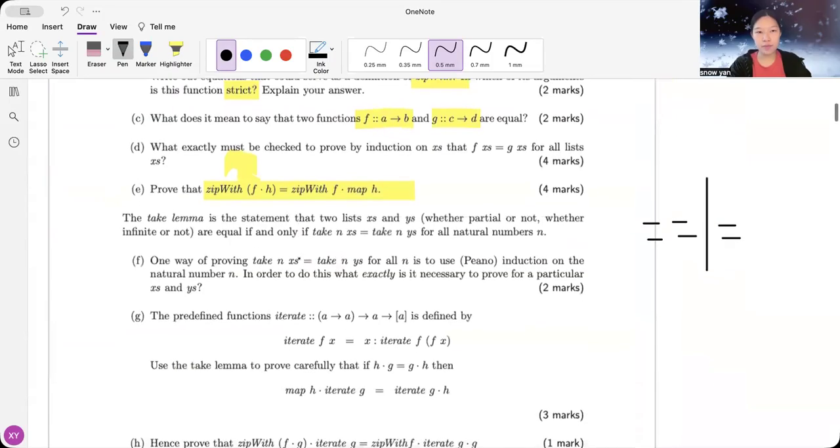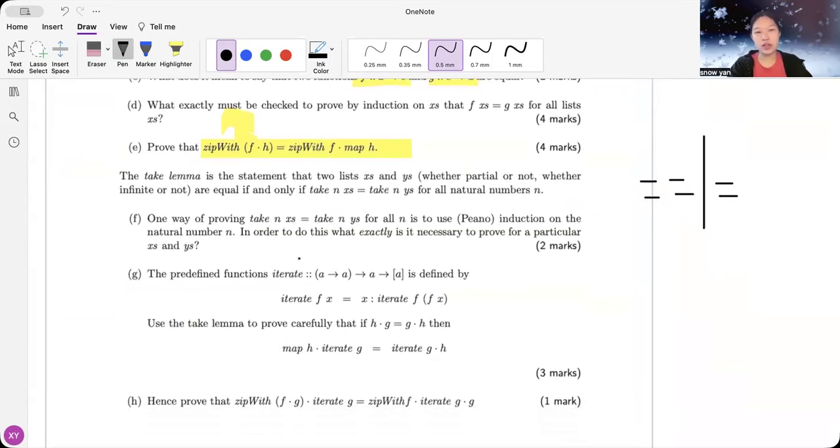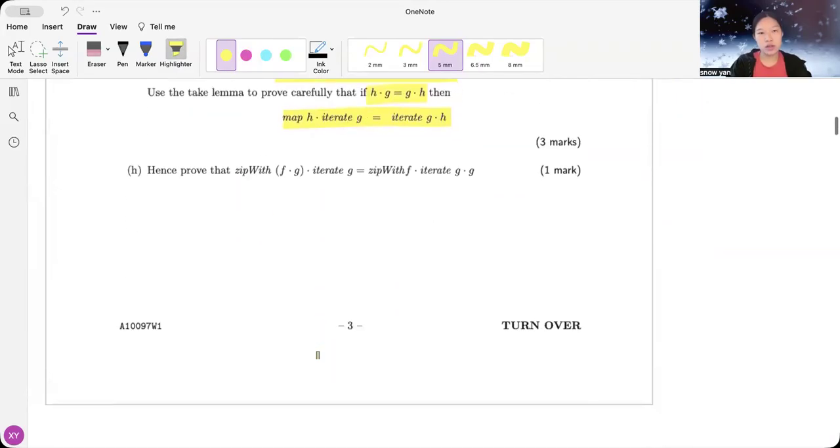Okay, for part G, the predefined function iterate of this type is defined by this equation, right? Use the take lemma to prove carefully that if h g equals g h, then map h of iterate g y is equal to iterate g of h y. So this is our assumption, and this was the definition of iterate, and then we want to show this.